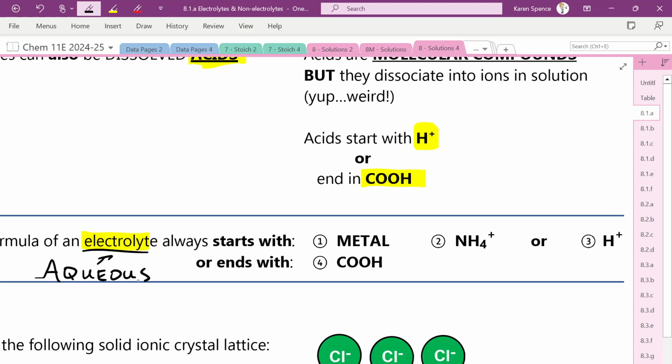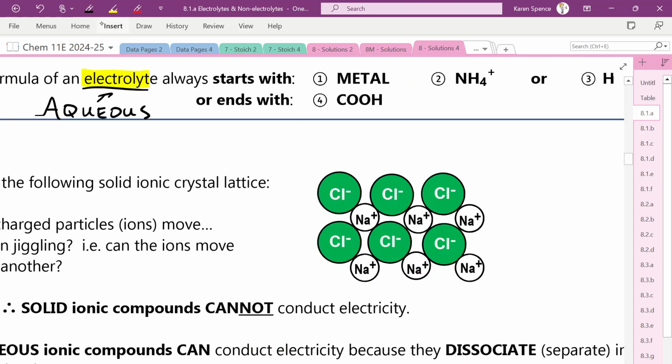So, yes or no? No. Why not? The ions are not free to move. They are locked in this crystal lattice structure. You would have to either melt it or dissolve it. So solid ionic compounds are not electrolytes. So this is not an electrolyte.